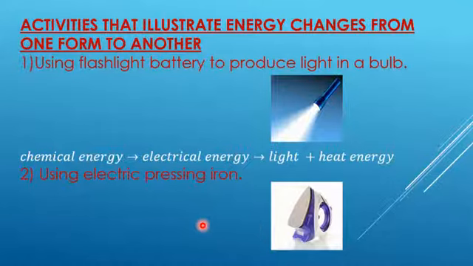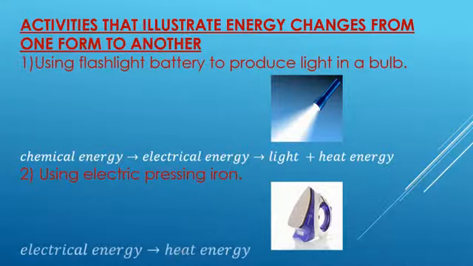So what is the energy transformation as you connect the iron to a power source and put it on? All right, this is the answer. It is electrical energy in the power source changed into heat energy in the electric pressing iron. I hope you have got these two so far.